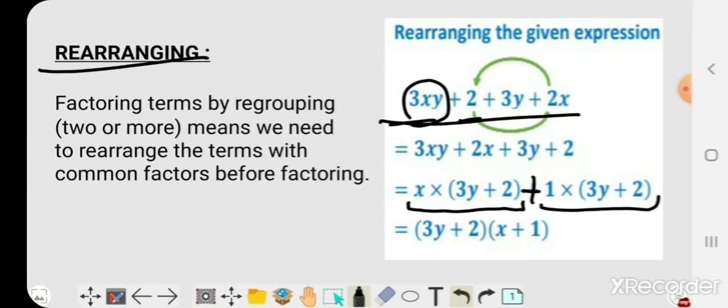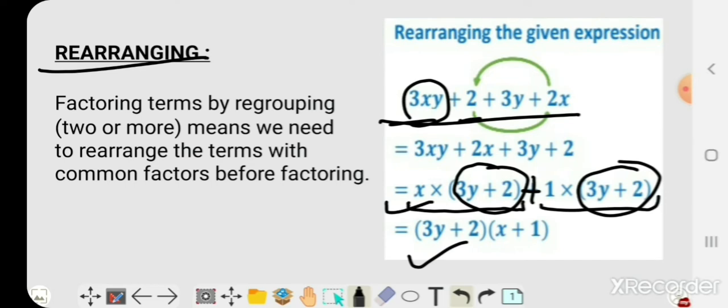So see here, in these two what is common? 3y plus 2, 3y plus 2. Yes, then here x remains and here 1 remains. So this is the factor. What happens in factor? What is the property of factor? Whenever you find factors, there should be multiplication in between.